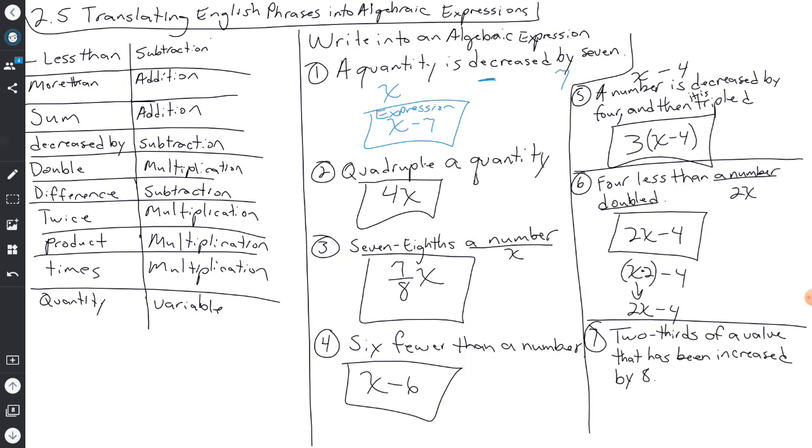So we have 2/3 of a value that has been increased by 8. So in other words, that value has been increased by 8. And then it's 2/3 of it. So what is the value? Right, x. So x has been increased by 8. Plus 8. So 2/3 of that now.